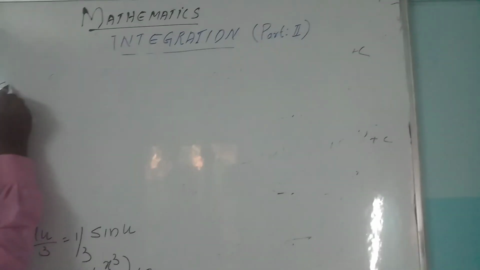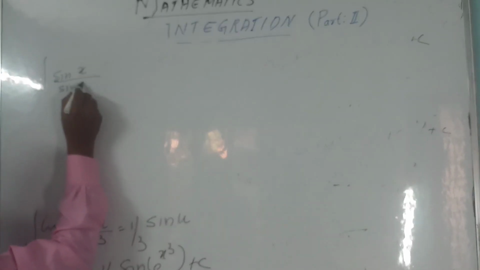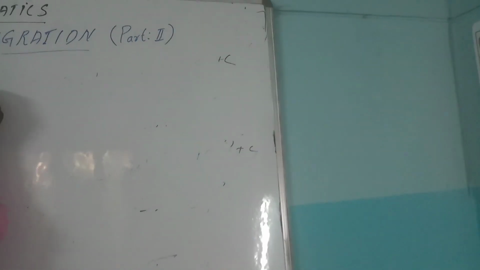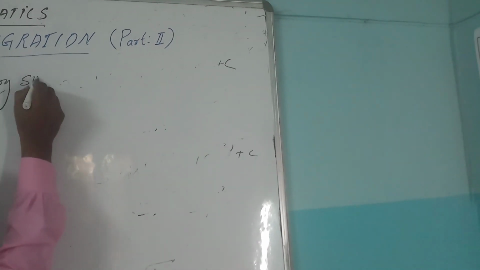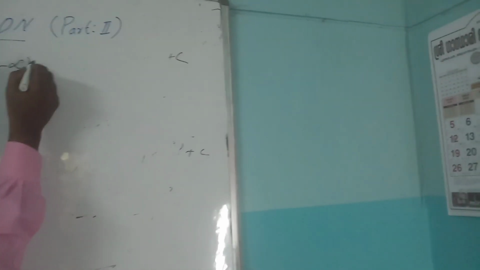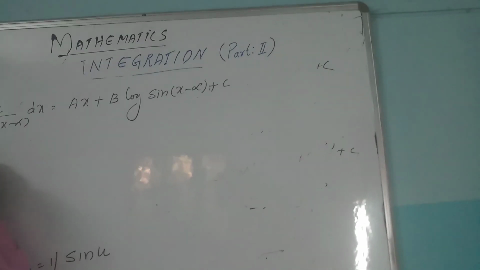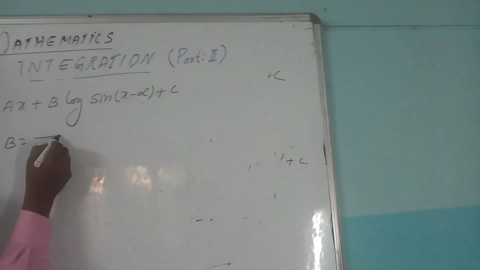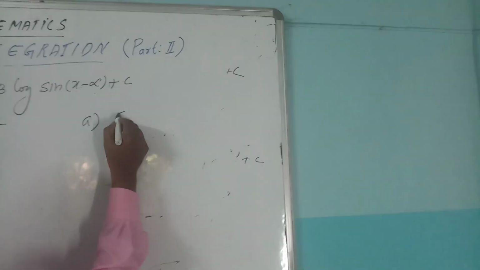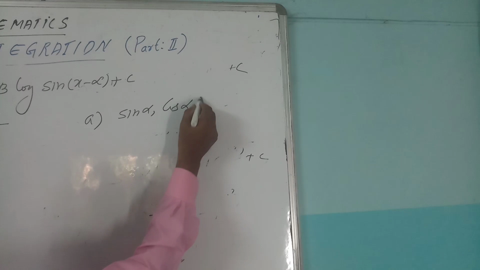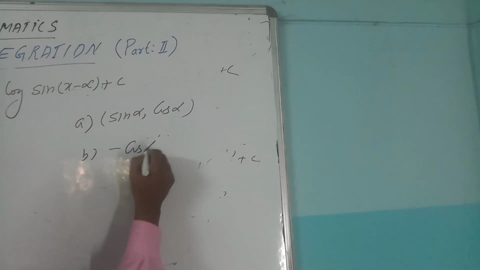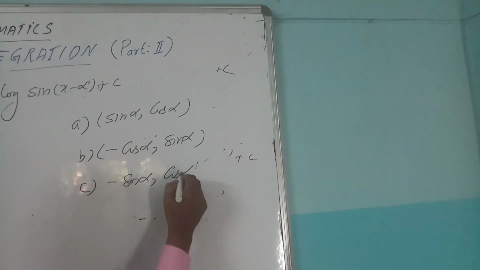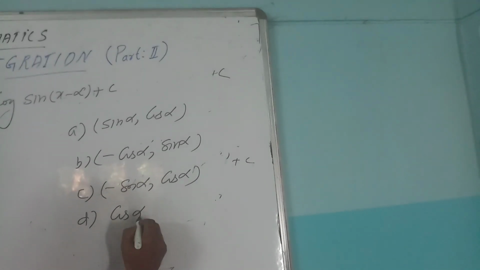Integral of sin x by sin of (x minus alpha) dx equals ax plus b log sin(x minus alpha) plus c. Then a equals what, b equals what? Choices: sin alpha, cos alpha; b: minus cos alpha, sin alpha; minus sin alpha, cos alpha; cos alpha, sin alpha.